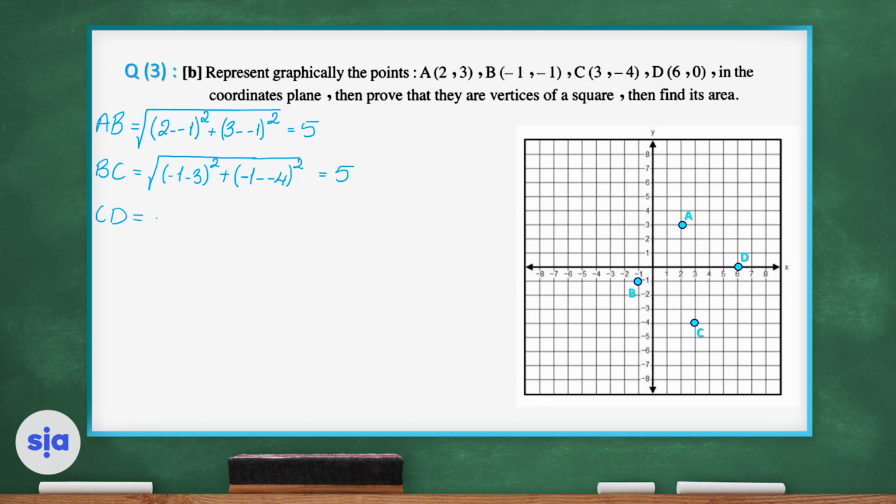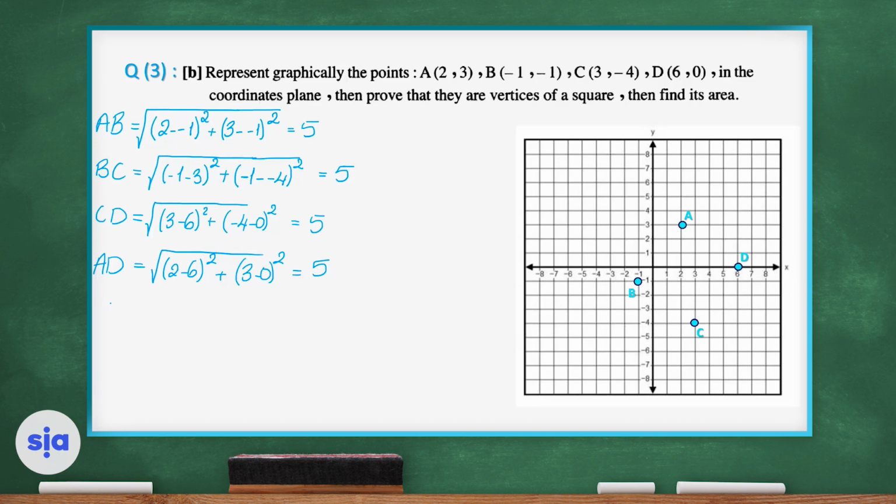Find the length of CD in the same way: (3 minus 6) all squared plus (negative 4 minus 0) all squared. Then the length of CD is also 5, where AD, its length for sure will also be 5, by making (2 minus 6) all squared plus (3 minus 0) squared. Then the result is 5. Now we proved that the four sides are equal.